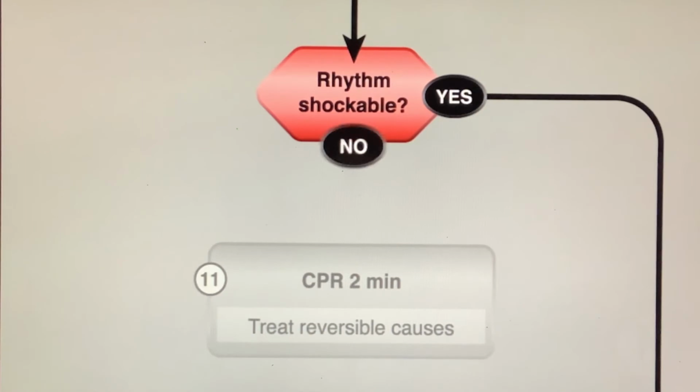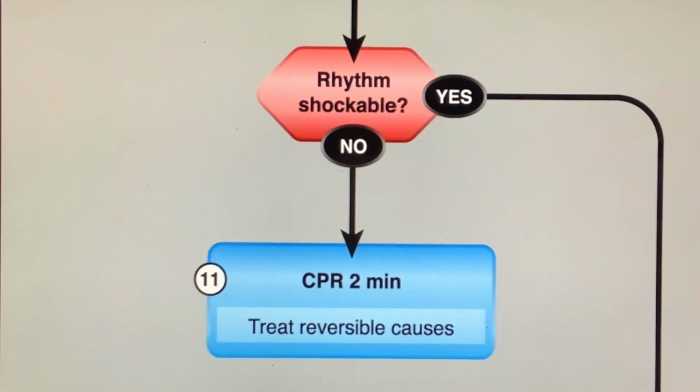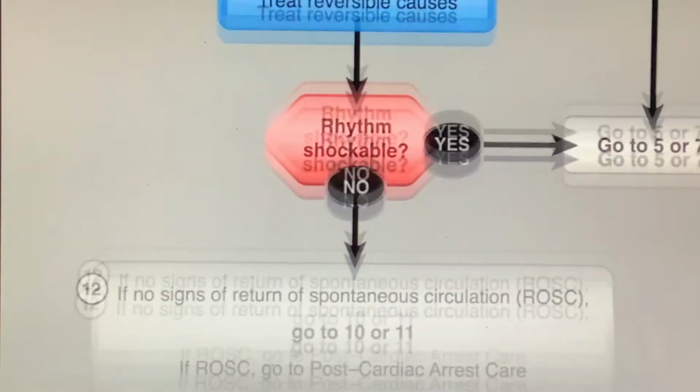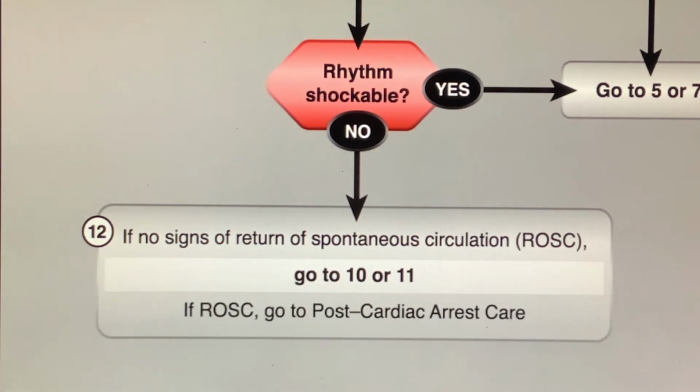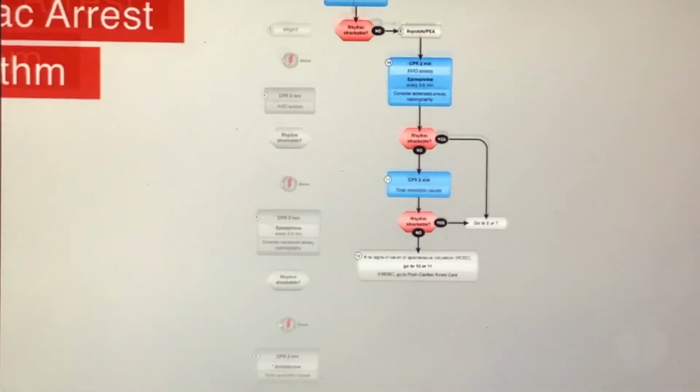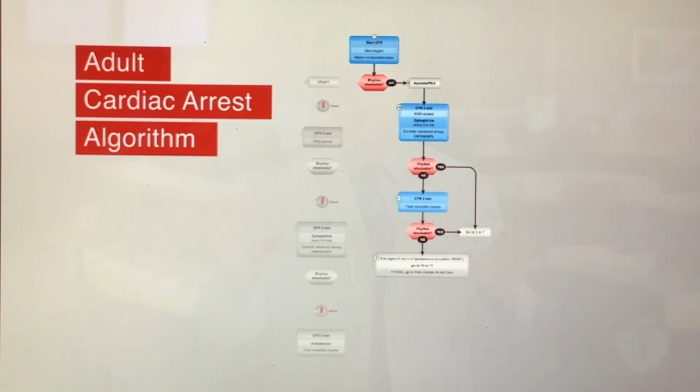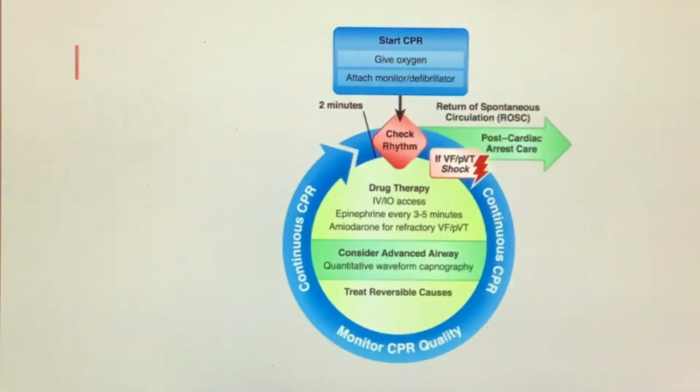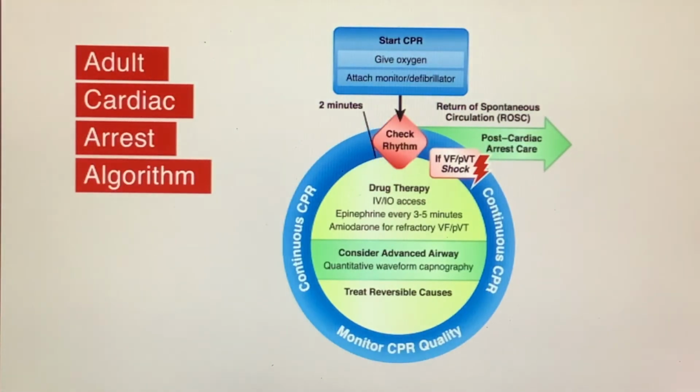If the rhythm is non-shockable, continue CPR for 2 more minutes and attempt to treat reversible causes if these have been determined. If there are no signs of ROSC, repeat steps 10 and 11. If ROSC is established, move on to the post-cardiac arrest care algorithm. The cardiac arrest circular algorithm is another way of displaying the cardiac arrest algorithm. It summarizes the recommended sequence of actions after a cardiac arrest. It makes the point that not only is high-quality CPR performed continuously, but also CPR quality is monitored consistently.